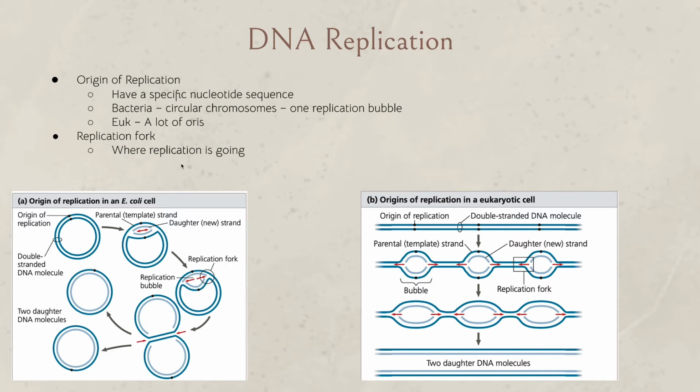Okay, and then the replication fork is where the replication's going. So if you look here, this is a replication fork. It looks like a little Y, and that's just where the DNA is replicating. And these are the replication forks for eukaryotes.